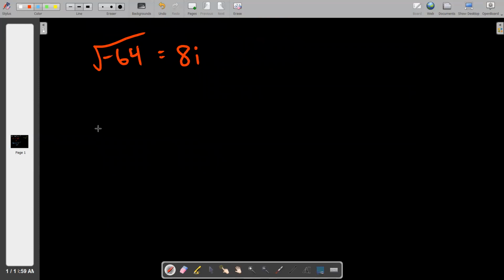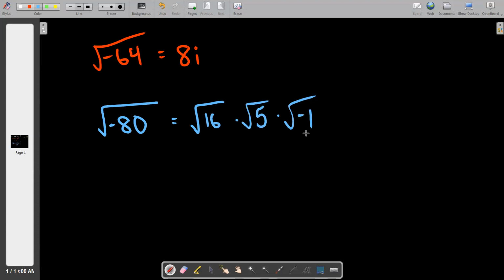Okay. How about this one? How about the square root of negative 80? Yeah, so you've done enough of this that you just know things that you didn't know a year or two ago, but you know them now. You know that 80 is 16 and 5. So we're going to do root 16, root 5, root negative 1. What is my cleaned up answer? 4i root 5. Very good. So that's what i is.